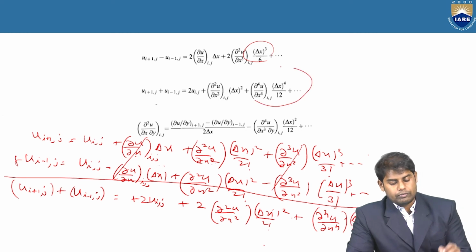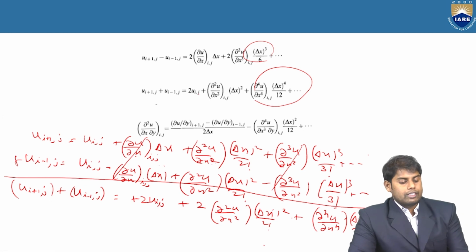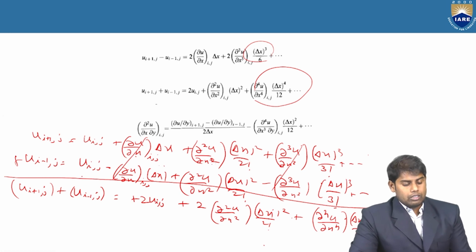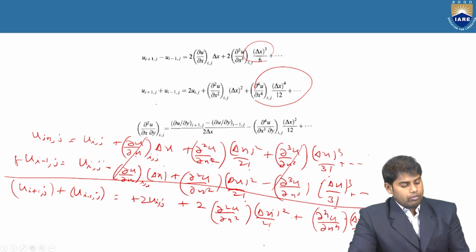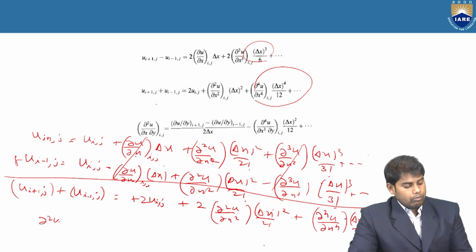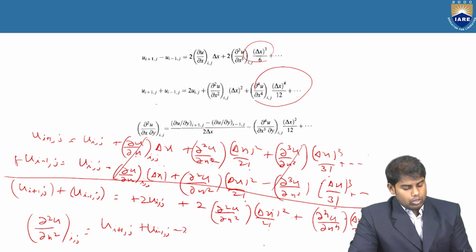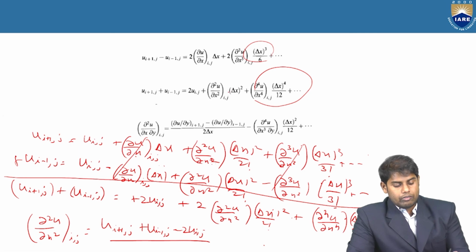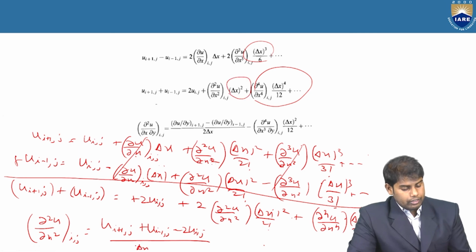So this is what we have. Okay, so if we take these terms this side, what happens? Finally, the equation we have is: ∂²u/∂x² at (i,j) will be equal to [u(i+1,j) + u(i-1,j) - 2u(i,j)] divided by Δx². This one is also second order accurate.